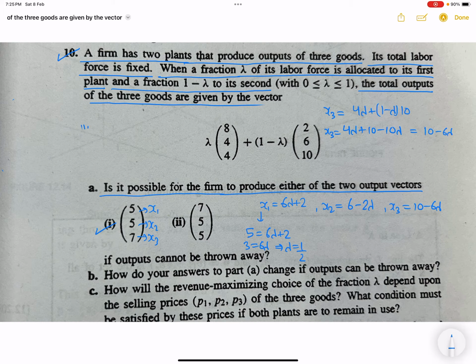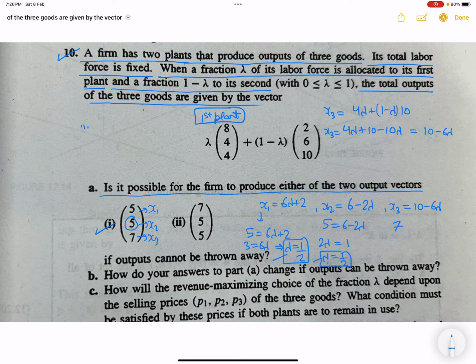That half of the labor force is being devoted to production in the first plant, and similarly the other half is being devoted to production in the second plant. Now substituting for x2, x2 was 5, so 5 equals 6 minus 2 lambda, then 2 lambda comes out to be 1, lambda comes out to be half. Same thing, so it should be the same throughout.